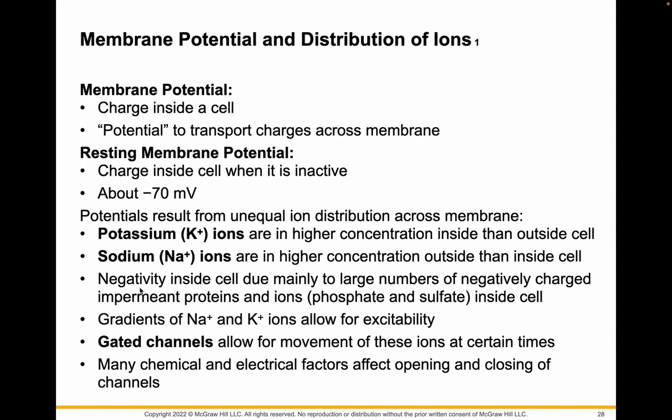The negativity inside the cell is due to the large numbers of these ions being pumped out, as well as the proteins that are stuck in the cell that sometimes have a negative charge. This all has to happen for the neuron to be excitable, to work. And these gated channels, remember channels allow for facilitated diffusion, are going to allow the movements of these ions at certain times and cause this action potential, this energy wave of communication to happen.